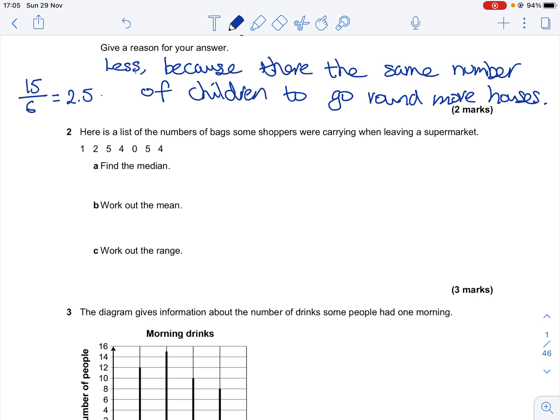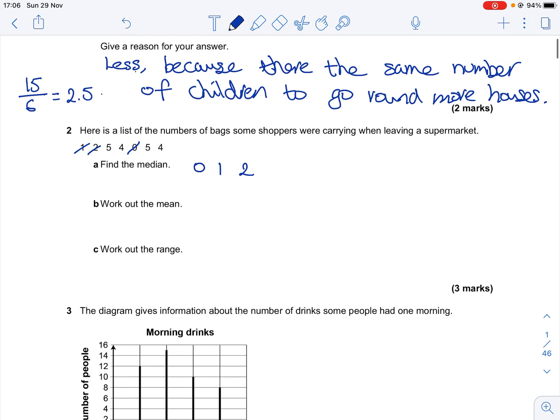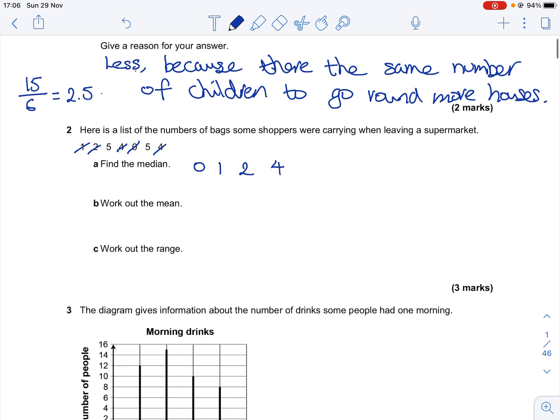Question 2. Here is a list of numbers of bags some shoppers were carrying when leaving a supermarket. So find the median. So remember, for finding the median, we have 2 steps. Step 1, we list them in order. So remember, write them in order, cross one out. So 0, 1, 2, 4, 4, 5, 5. Then step 2, we find the middle, cross 1 from each side. So we have median, it's 4.